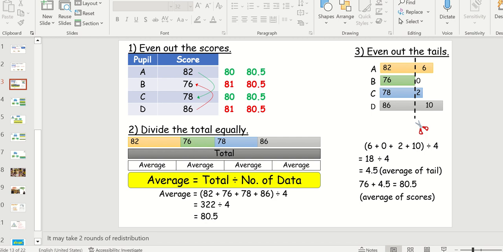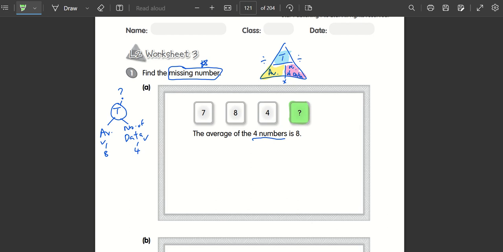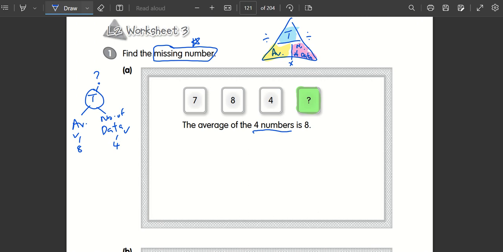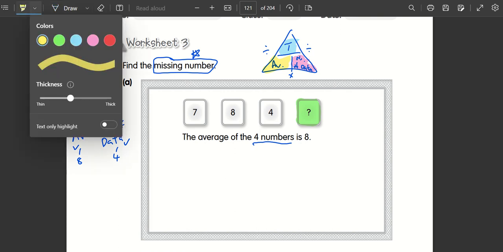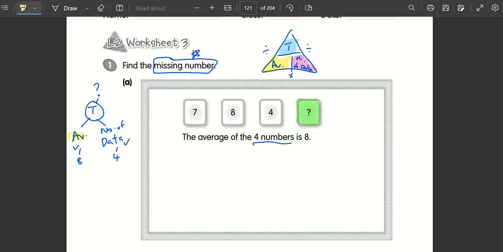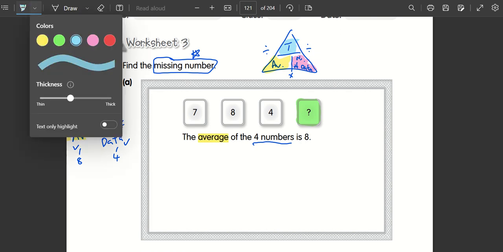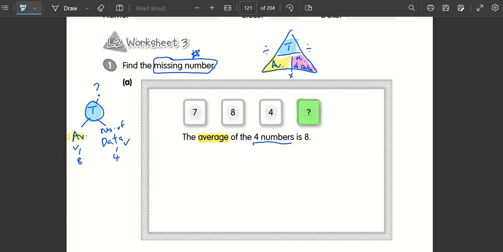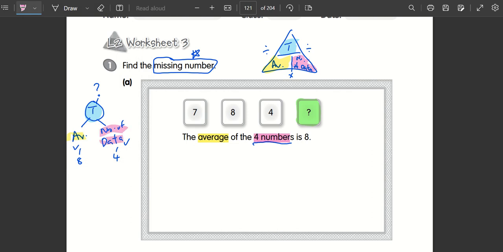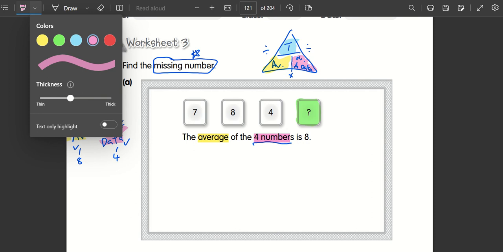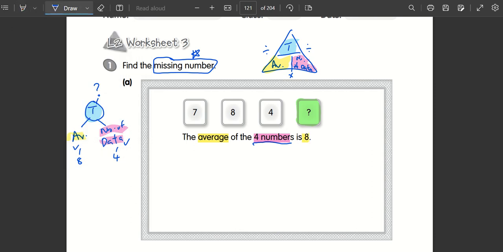Back to the question that we're looking at. I'm going to use the two methods to solve this question. Depending on your number sense, one method might be easier than the other. I'm going to use the first method, which is quite direct, using the total. The most important part about these questions is to be able to identify what's given, what's not given, and what we need to find. Over here this is total, that's the average, and it has the number of data. The average is given, so you have to be careful with what you're reading. Here the average of the four numbers is 8.